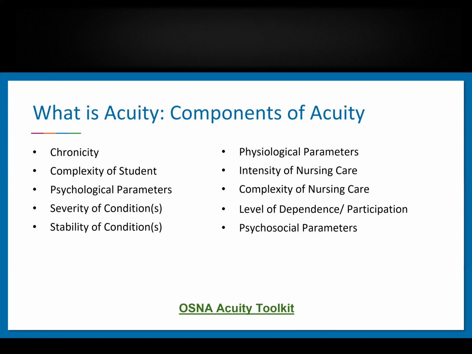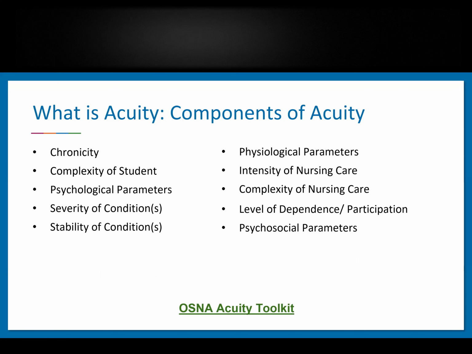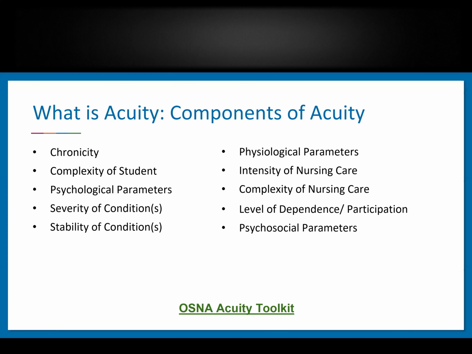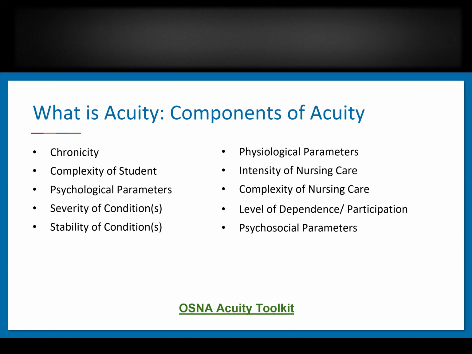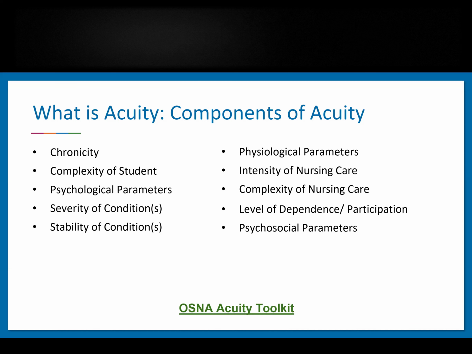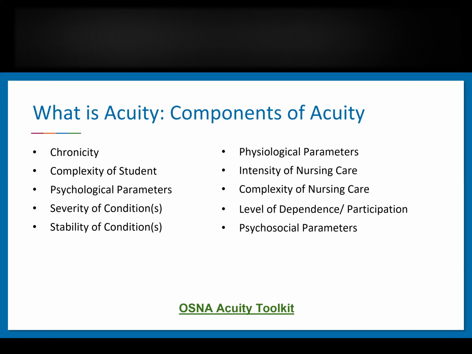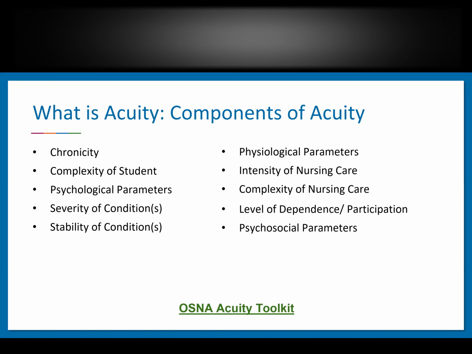The toolkit describes acuity and some of the purposes for which it's used, but our focus today is going to be on the components of acuity, which include chronicity, complexity of the student, psychological parameters, severity of the condition, stability of the condition, physiological parameters, intensity of nursing care, complexity of nursing care, level of dependence or participation by the client, and psychological parameters. We took these various components into consideration as we designed a tool that captured data around each one of them and intentionally developed a tool such that it does not double count aspects of acuity.